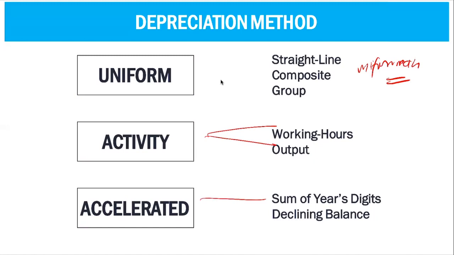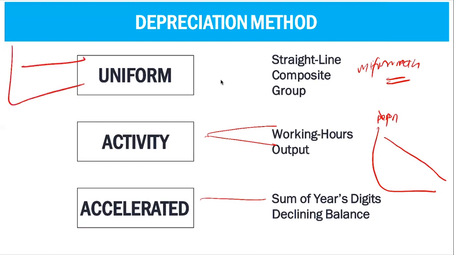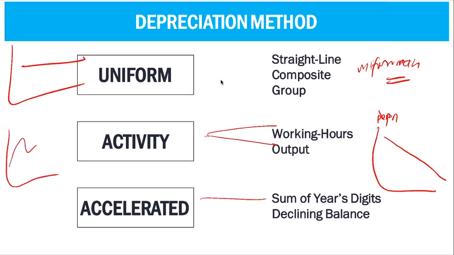Why is it called accelerated? Because the value of your depreciation expense is decreasing. For your uniform, ganyan lang yan. Uniform, equal kasi siya. For activity, depende yan sa activity. But for accelerated, ang graph mo pababa because the value of your depreciation expense is high during the earlier years and low during the latter years. Why is it that we use your accelerated? Uniform kasi, although madali ang uniform kasi nga equal siya, pero sabi nila, mas okay daw yung accelerated because it shows how you use your property, plant, and equipment.